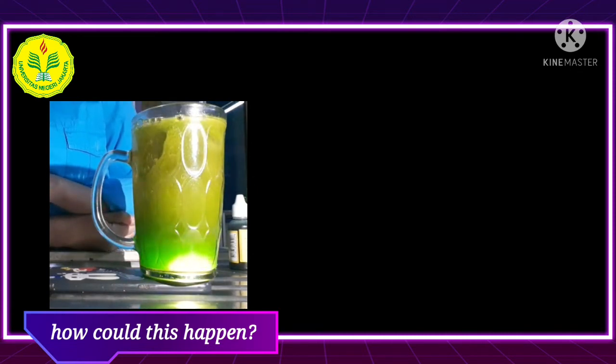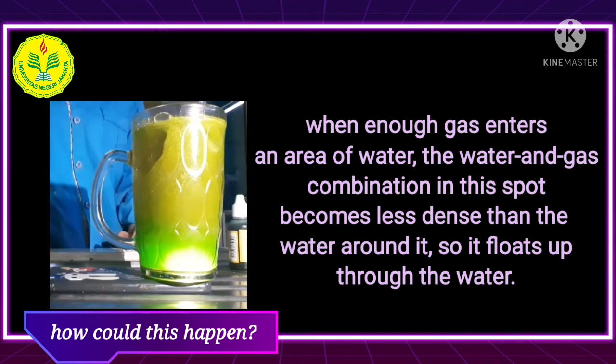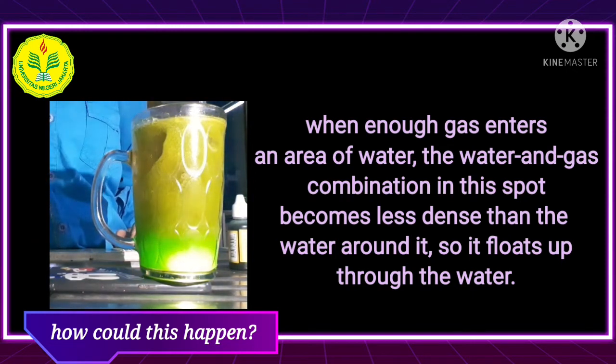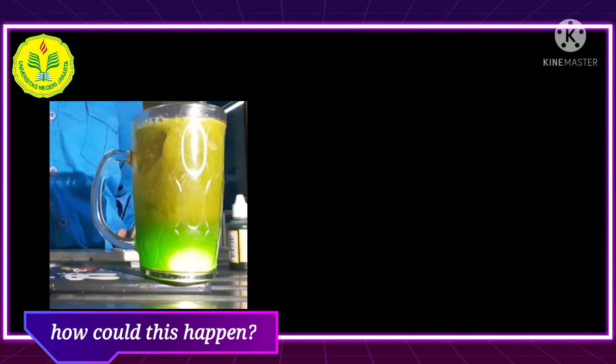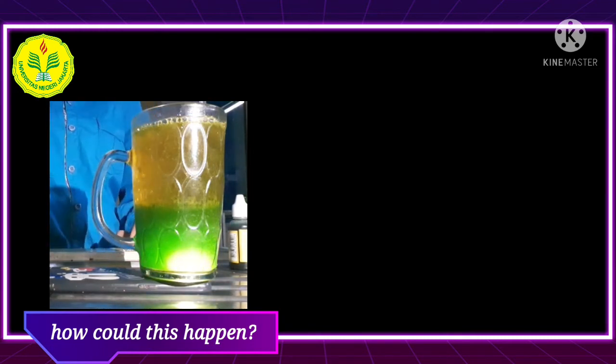When enough gas enters an area of water, the water and gas combination in this blob becomes less dense than the water around it, so it floats up through the water. If this water and gas mixture is less dense than the oil, it floats up through the oil too. Since the water is so attracted to itself and not to the oil, the water and gas mixture moves through the oil in a ball shape.